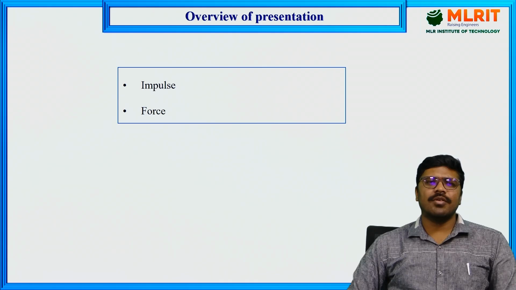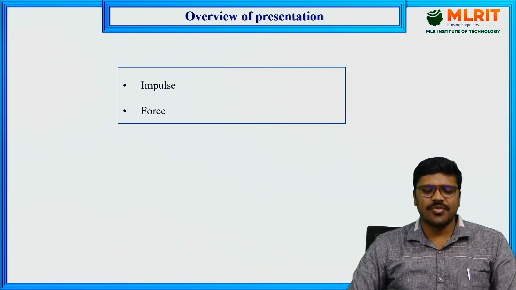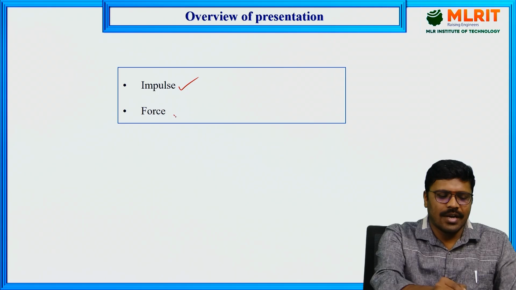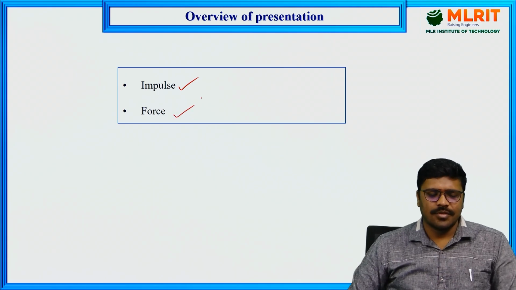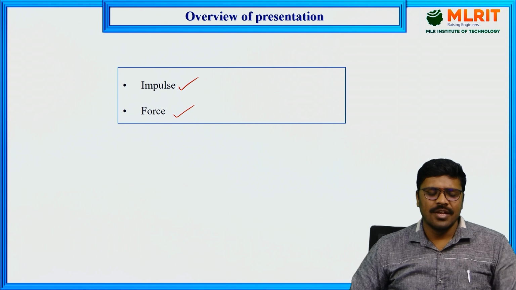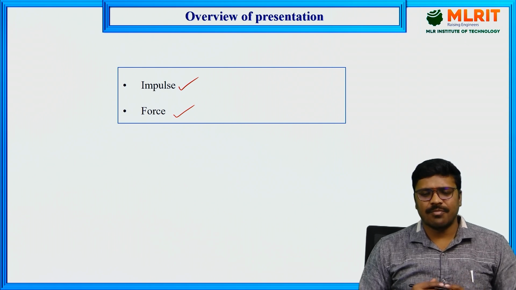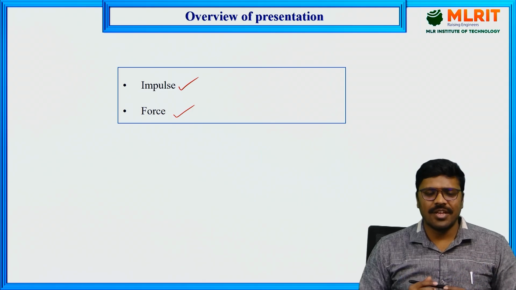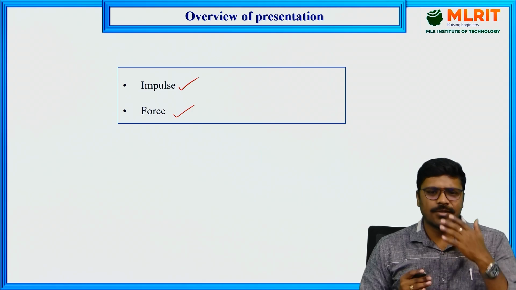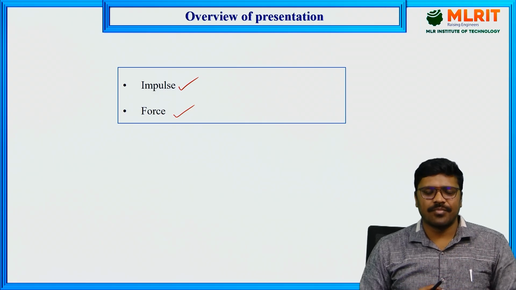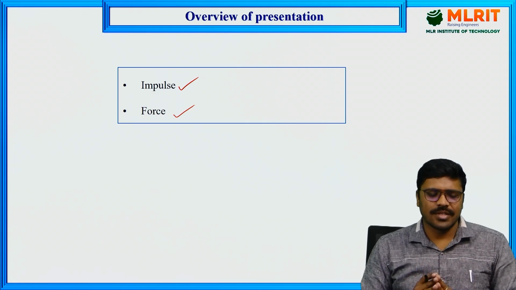So, coming to the overview of the presentation, the topic which we are going to discuss today is impulse and force. While discussing the parameters which describe the motion of bodies, velocity and acceleration are basic parameters which we know, but along with that, impulse and force are very important parameters which also need to be described to understand the complete motion of a body. So today we are going to discuss this topic.